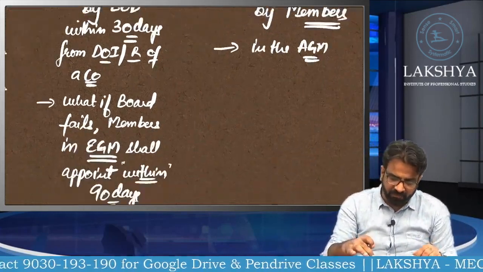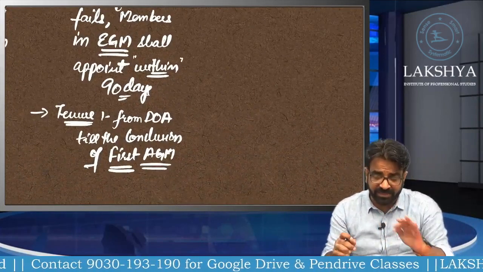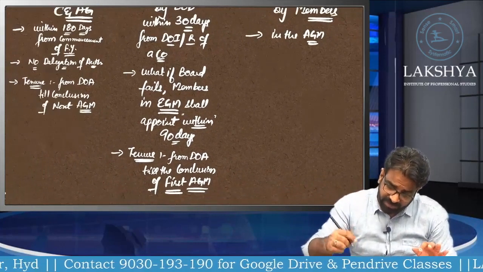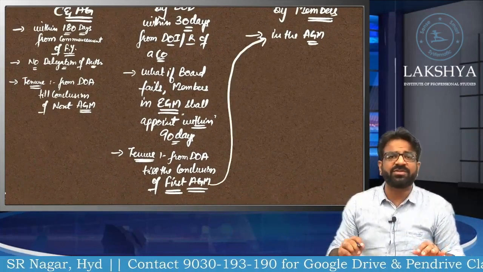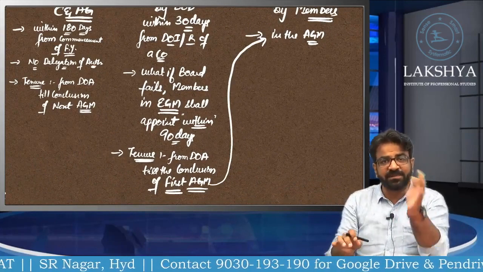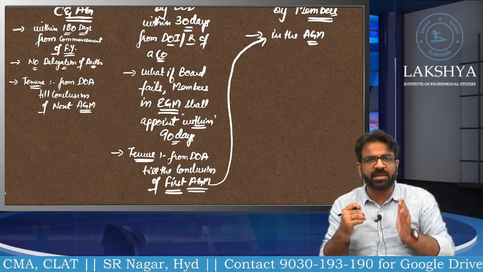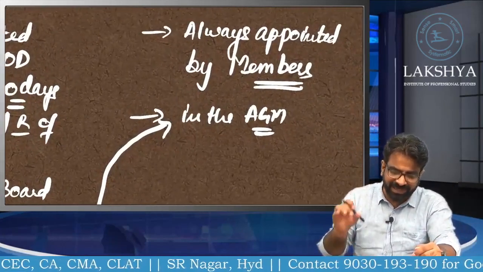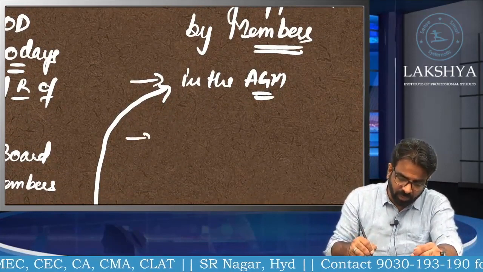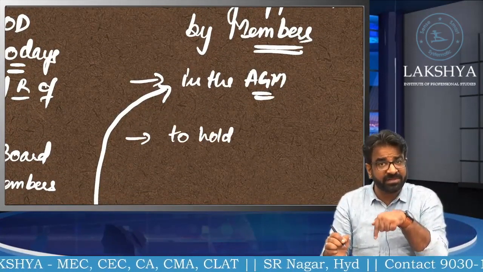Now tell me one thing. Whether the first auditor is leaving at the first AGM or not? Yes, at the same AGM. Now see, in the same AGM we are going to appoint a subsequent, second auditor. So one auditor is going, another one is coming in the same AGM. So members will appoint in the AGM, right or not? To hold the office, what will be the tenure of this subsequent auditor?